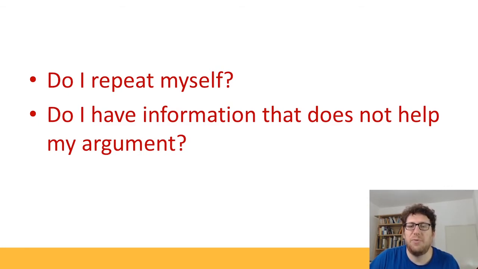Last question for now. Do I have any information or evidence that's redundant, that doesn't help my argument? You don't have to start telling the whole plot of the story you're discussing if only one part of it is relevant. Or you don't have to explain what a narrator is, or what the first person narrator is, if you're just discussing symbolism in The Yellow Wallpaper.